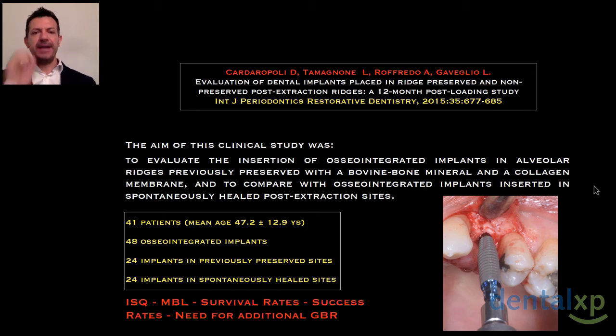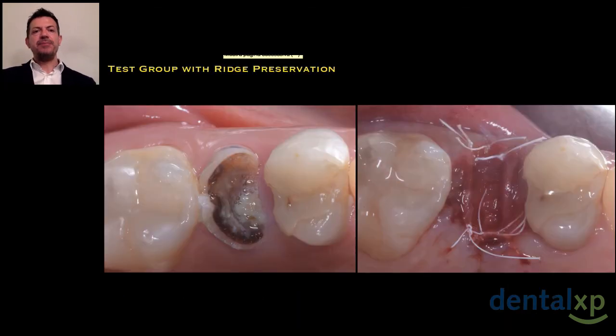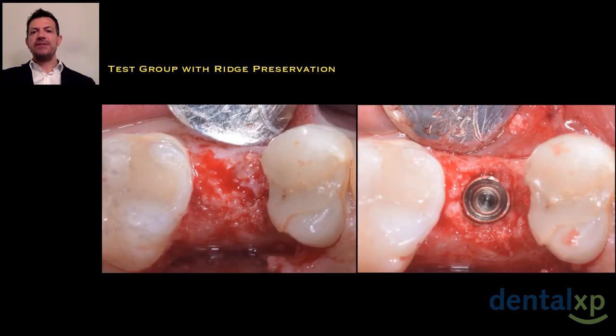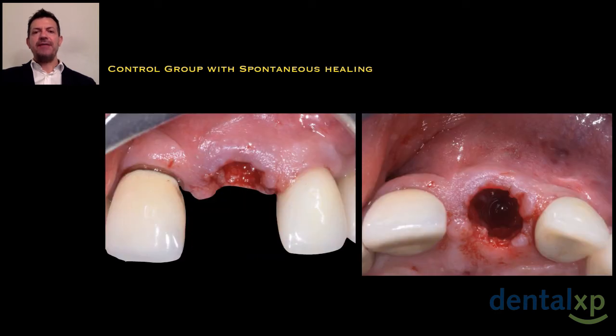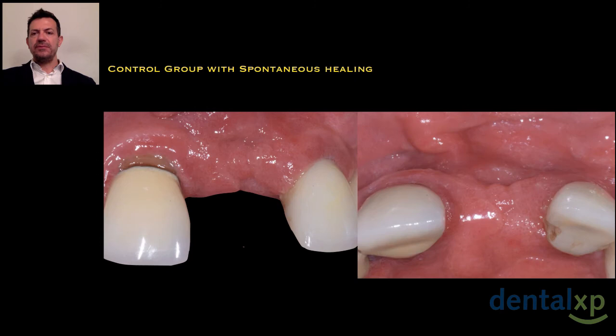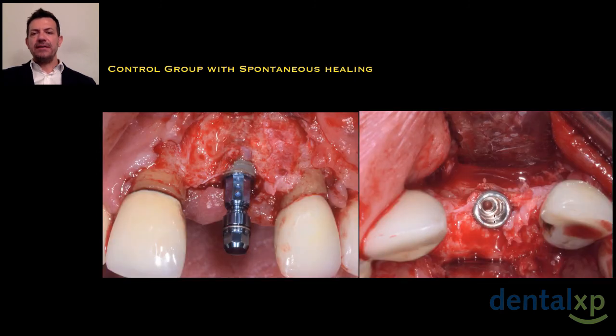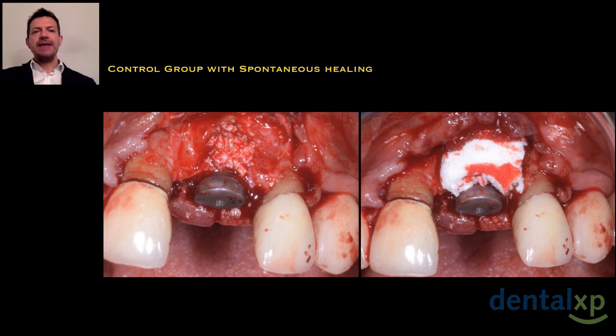We can see here it is an upper premolar test group, and after 4 months with ridge preservation we have a lot of bone where to insert the implant. And this is a control group, spontaneous healing, and 4 months after spontaneous healing, we can see here the buccal bone plate is very thin, and so the implant was inserted, but we needed to perform an additional guided bone regeneration procedure, in this case a horizontal augmentation, in order to compensate for the remodeling of the socket.